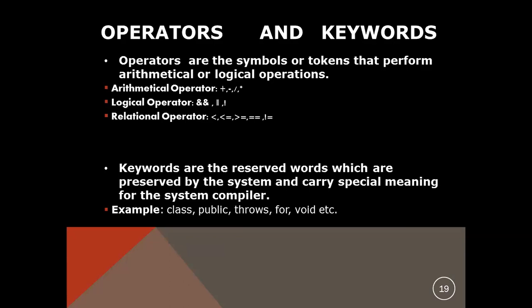Next tokens are operators and keywords. Operators are the symbols or tokens that perform arithmetical or logical operations. Arithmetical operators are plus, minus, multiplication, division, the normal operators used in arithmetical calculations. Logical operators are AND, OR, and NOT. Logical operators are used to compare two or more relational expressions.